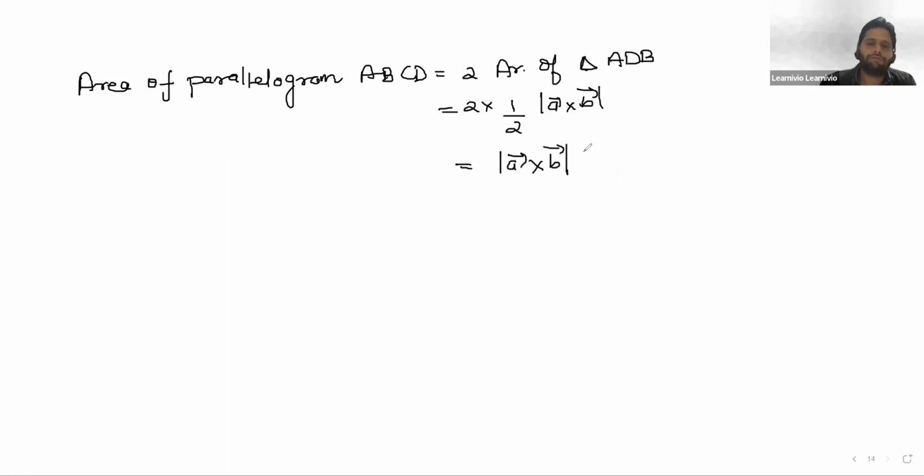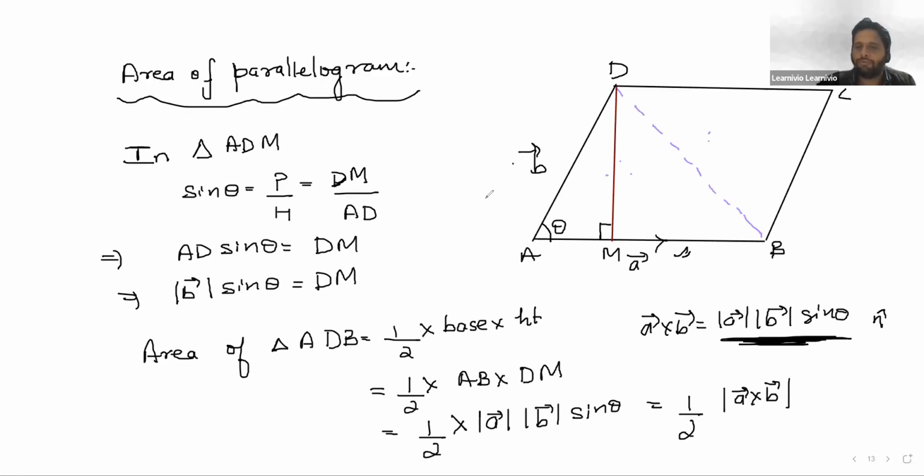So that means if two vectors are represented as the two adjacent sides of a parallelogram and you need to find its area, then that will be equal to the magnitude of A cross B. If you have to find the area of a parallelogram, find the cross product and then find its magnitude. If two vectors are given as the two sides of a triangle and you need to find its area, then it is half into the cross product. So in this topic, I have given you two formulas. First is the area of a triangle and second is the area of the parallelogram.